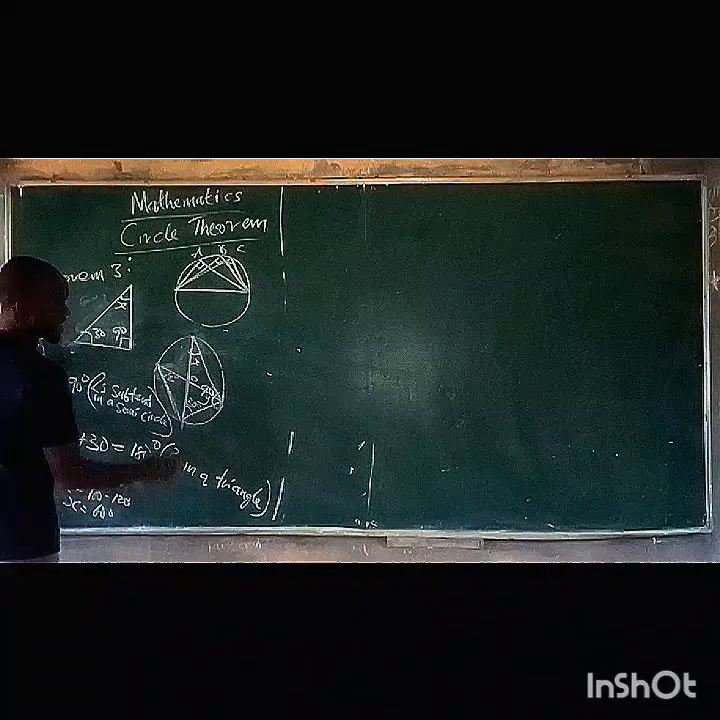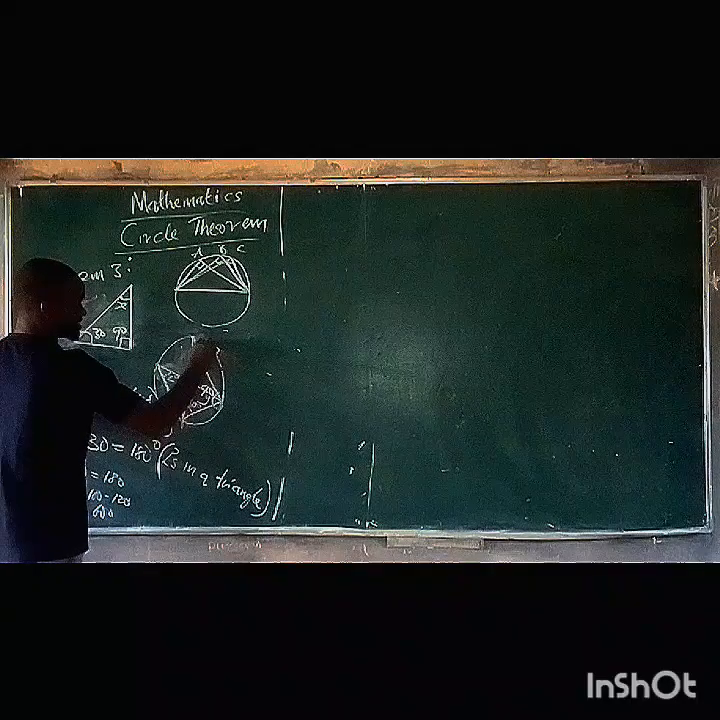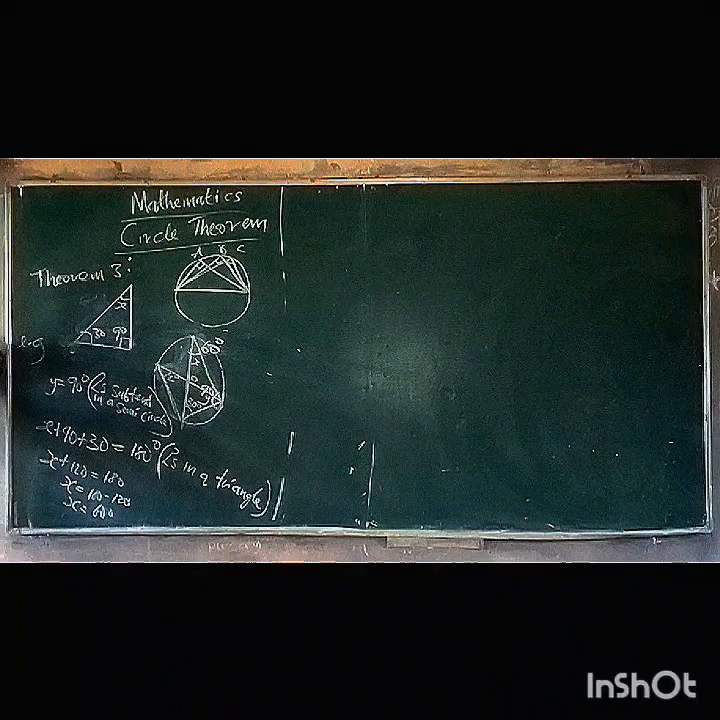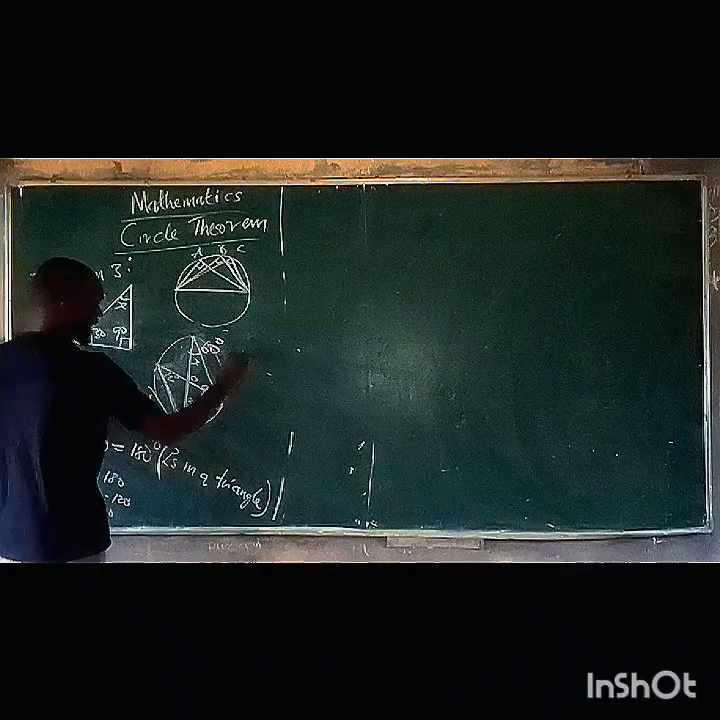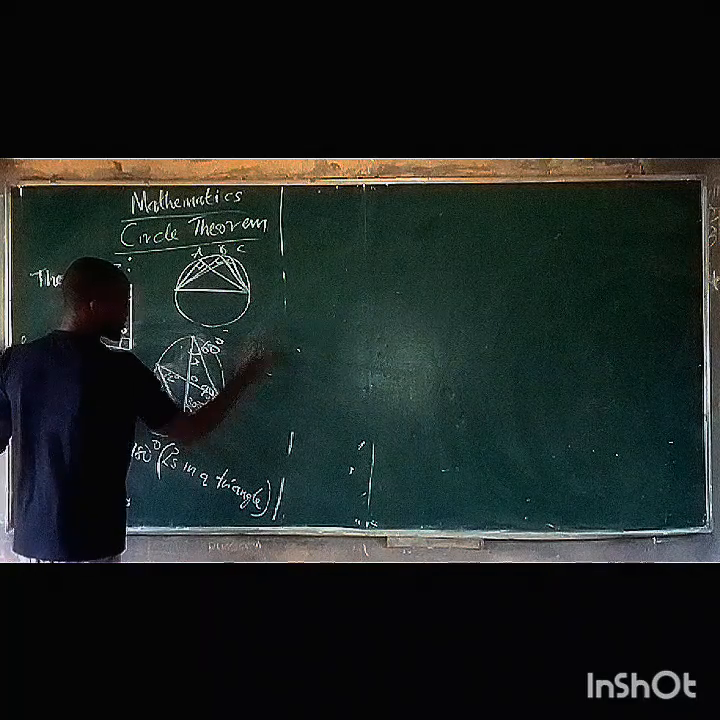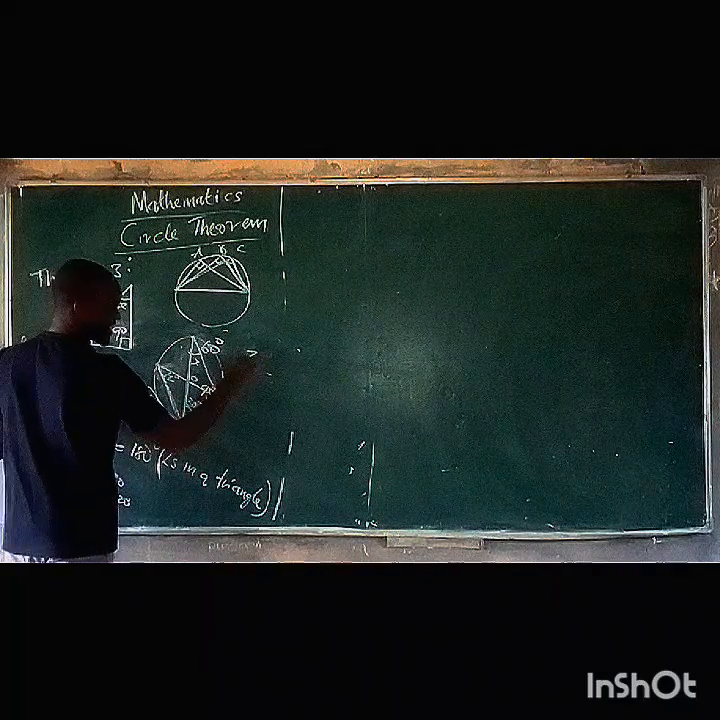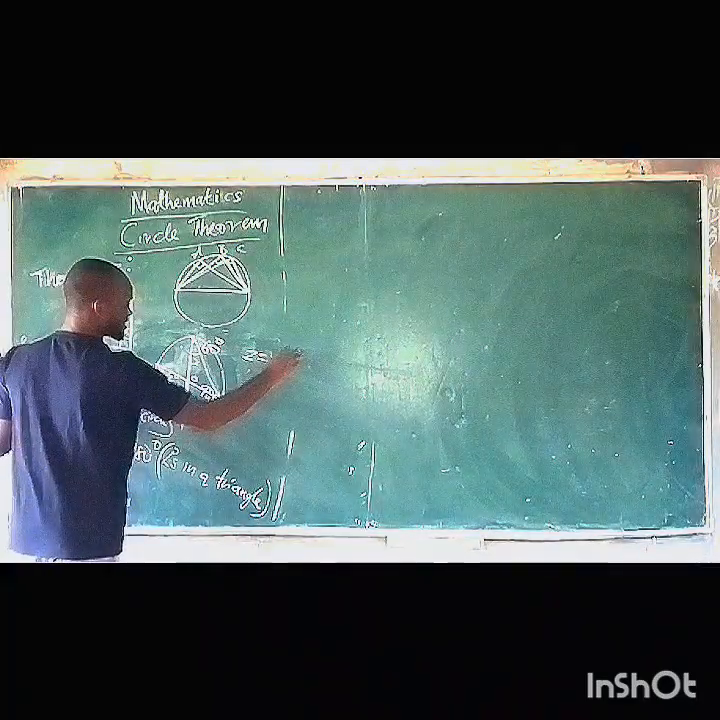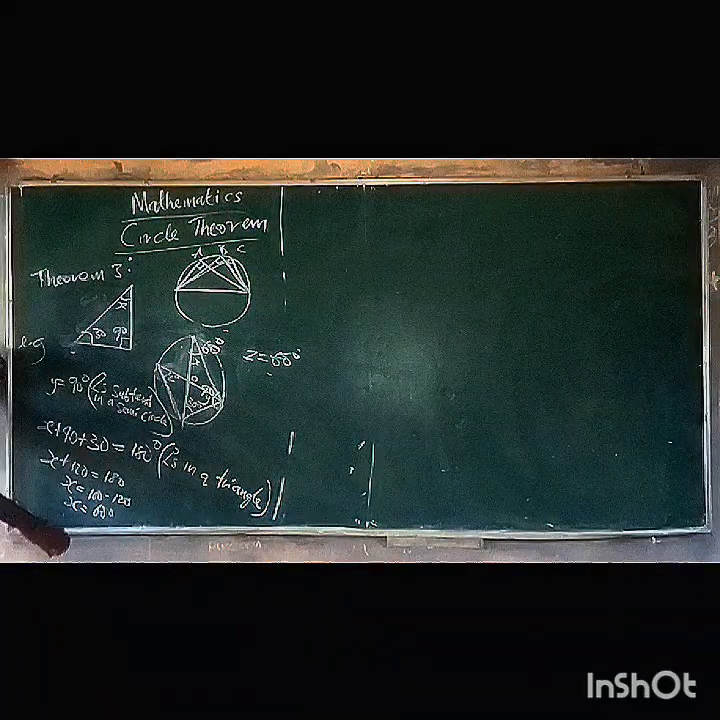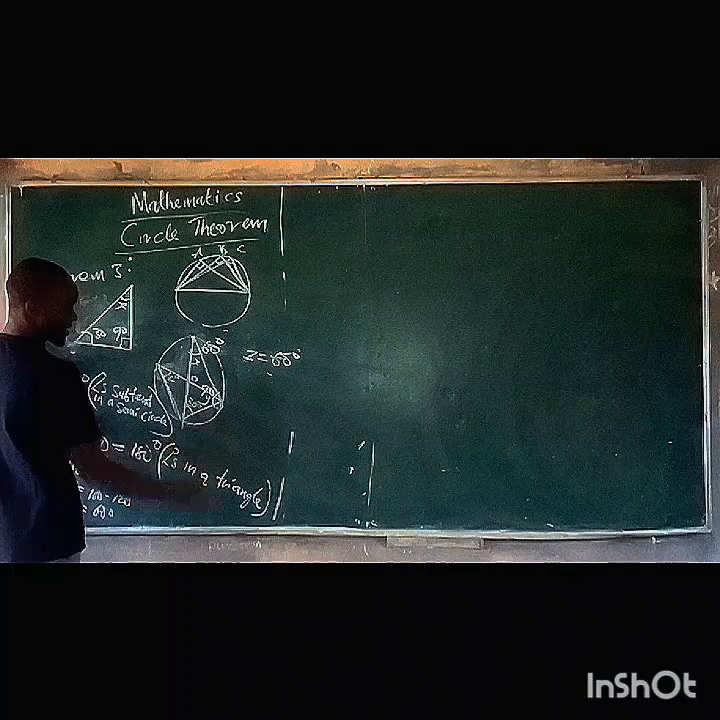So I've got the value of x as 60 degrees. What's the value of z? z is equal to 60 degrees. Who can tell me why? Let's go back to theorem number 2: angles of the same segment. We look at this now.